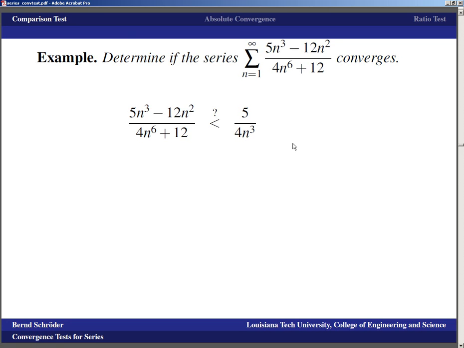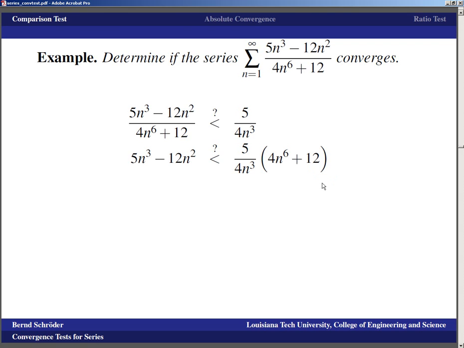One of them that I think early on is legit is to simply simplify this inequality until you have something that is correct by inspection, as long as we work out our steps correctly. So here, for example, this inequality, we could multiply with the denominator on the left side, and that denominator is positive, which means the inequality is not affected. And so the first line is equivalent to checking whether 5n cubed minus 12n squared is smaller than 5 over 4n to the third times 4n to the 6 plus 12.